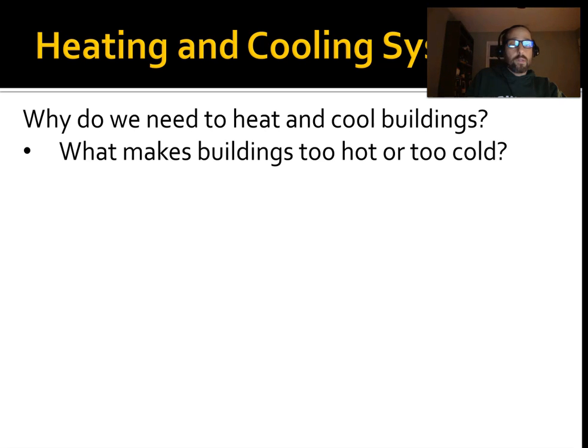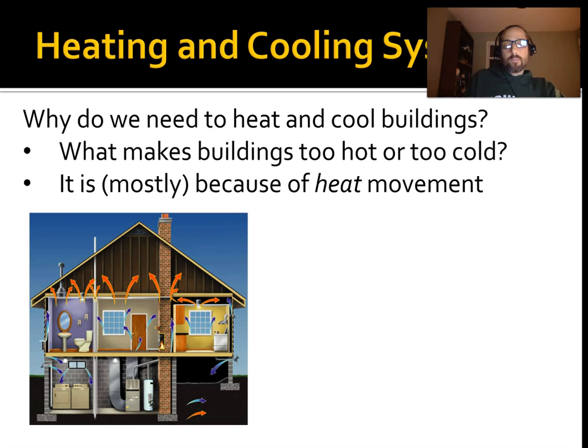So we looked at some of the ways that buildings use energy. Water heating is one, lighting, electrical appliances and other base loads are part of it. But heating and cooling are two of the major components of the energy use in a building. So we want to think about what really makes buildings too hot and too cold. And it's mostly because of heat movement. This is really important. It's mostly because of heat movement.